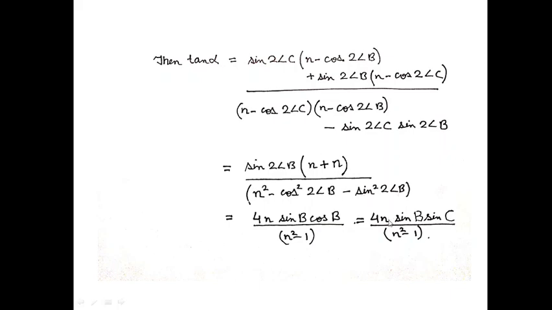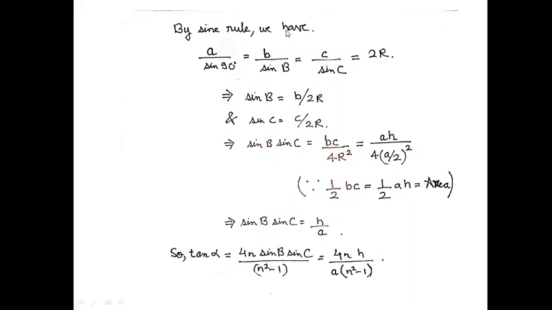Now we'll prove further 4n sin B. What is cos B? Cos B is nothing but sin C. Why? Because B plus C is pi by 2. So sin B cos B is sin B sin C. So we have obtained everything in terms of sines in this equation. Now we'll prove the result from this.